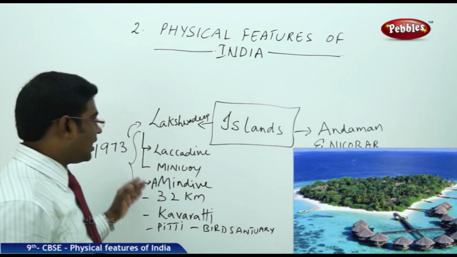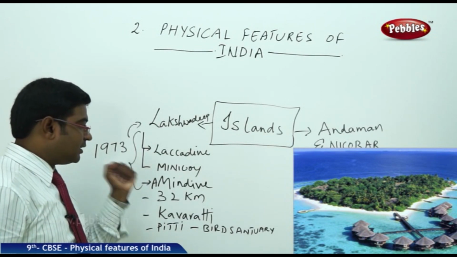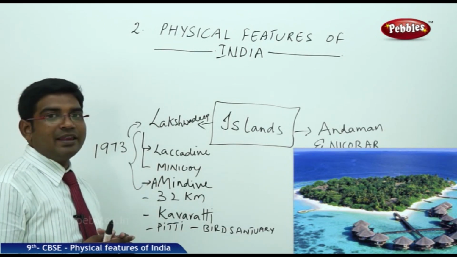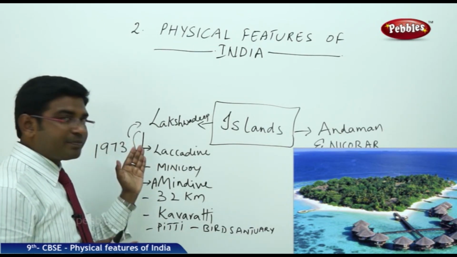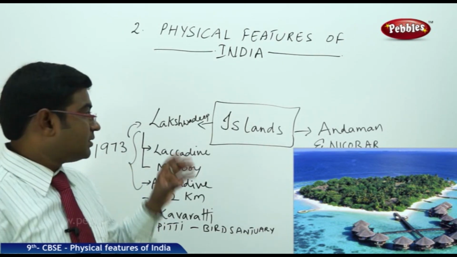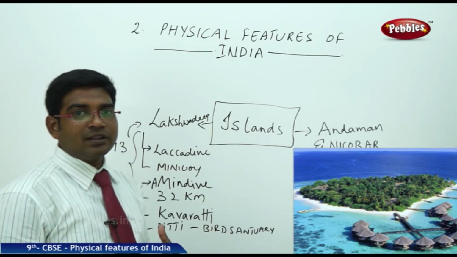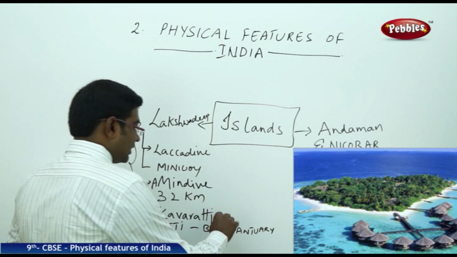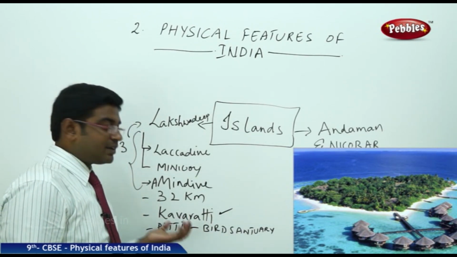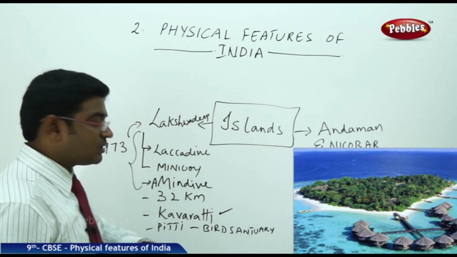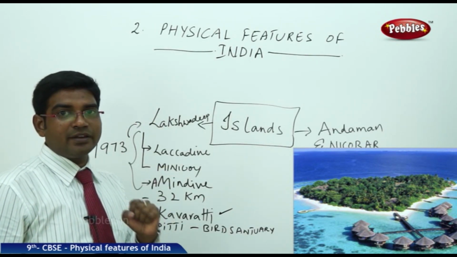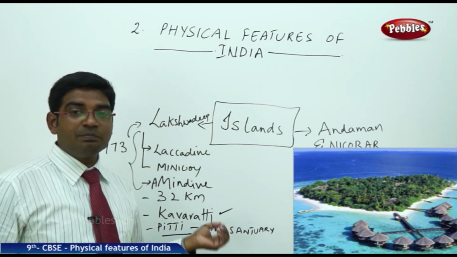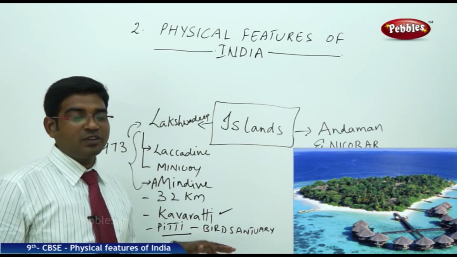The Lakshadweep Islands: Laccadive, Minicoy and Amindivi are the three important island groups which were joined together, the major islands of Lakshadweep, which were named in 1973 as the Lakshadweep Islands. They extend over 32 kilometers, and the headquarters of Lakshadweep is Kavaratti. Kavaratti Island is the headquarters, and here we have an uninhabited island known as Pitti, where we have a beautiful bird sanctuary and we don't find any human beings.